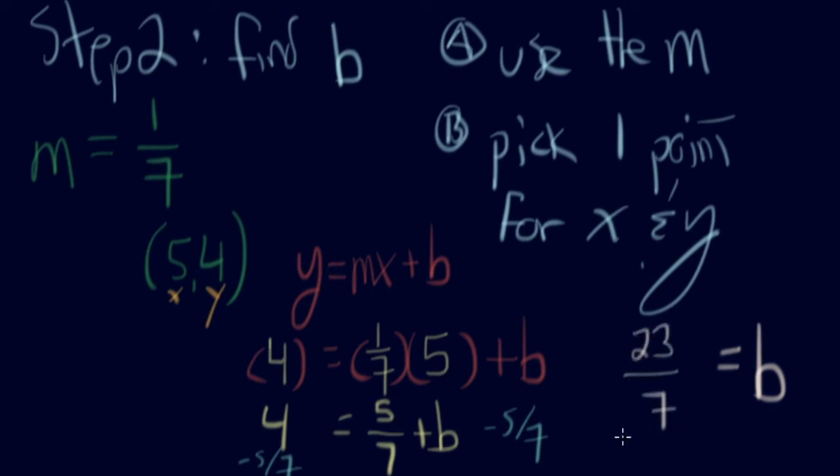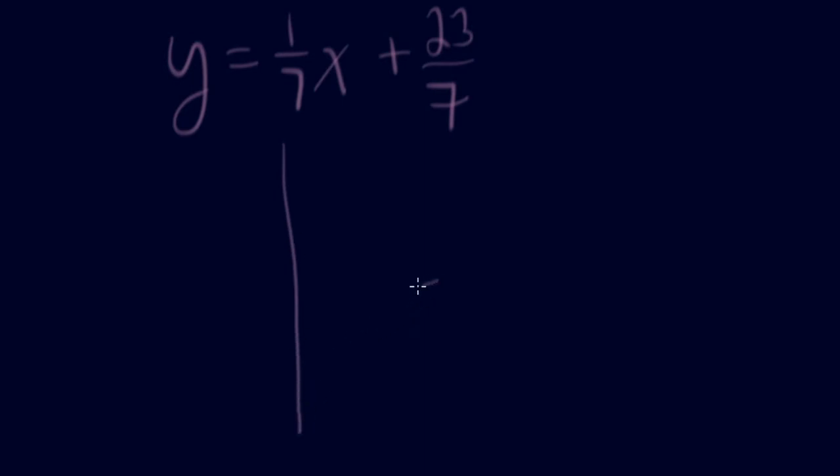Boom, like that. Okay, so now I can go and write my equation. I got b, and I have m. So now my actual equation is going to be y equals 1/7 x plus 23/7. Awesome. And if you're going to go back and graph stuff, you have to go and graph that.